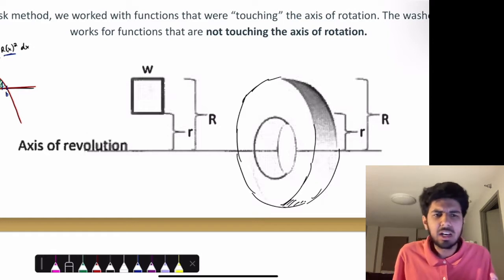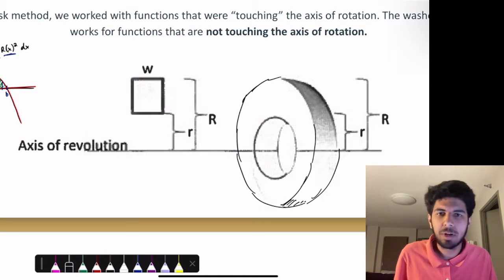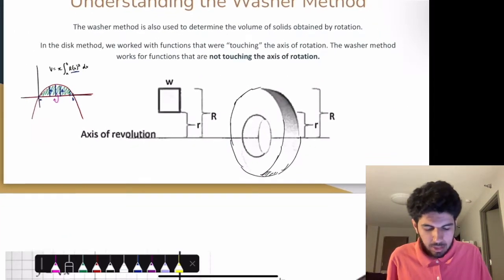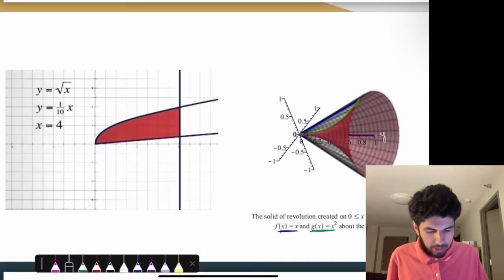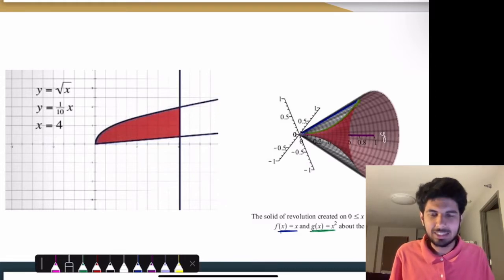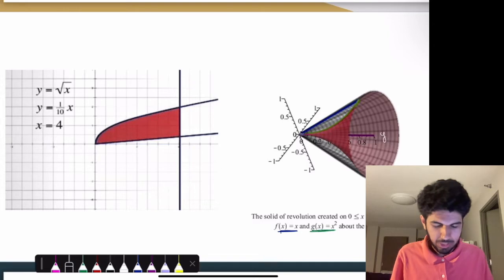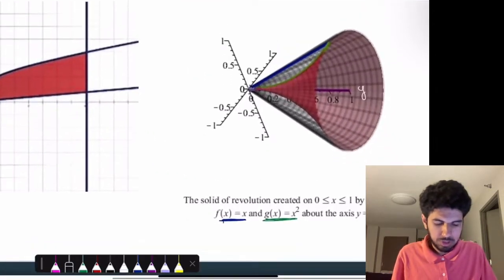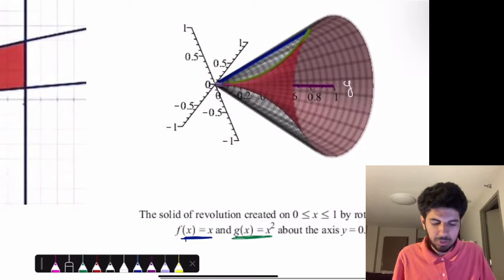I think in the previous video with the disk method, we did deal with some functions that weren't touching the axis. I don't completely remember, but that idea of subtracting things out will come into play as well. I have a couple of videos that we'll look at. I'll have to switch screens for that. The one on the left, I'll explain as it's playing. The one on the right will just require a little bit of understanding of what's going on.